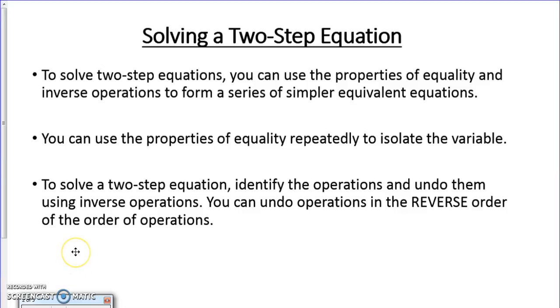Solving a two-step equation. To solve two-step equations, you can use the properties of equality and inverse operations to form a series of simpler equivalent equations. You can use the properties of equality repeatedly to isolate the variable. To solve a two-step equation, identify the operations and undo them using inverse operations. You can undo operations in the reverse order of the order of operations. You're going to see in a minute what this looks like. Jot this down in your notes section.